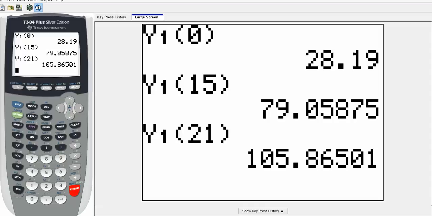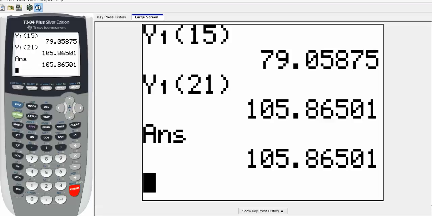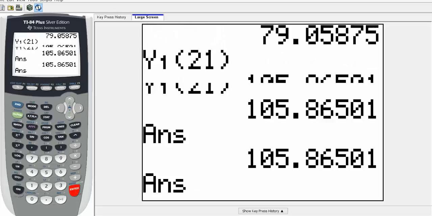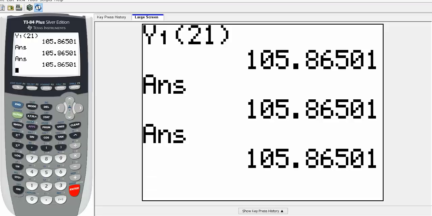hit enter. An even better shortcut, hold on, questions in a second, a better shortcut, if you do second and then the little negative sign, A and S. Does anybody know what happens when you hit enter? It puts the last, second entry. Second enter.